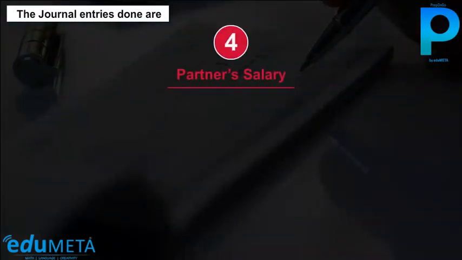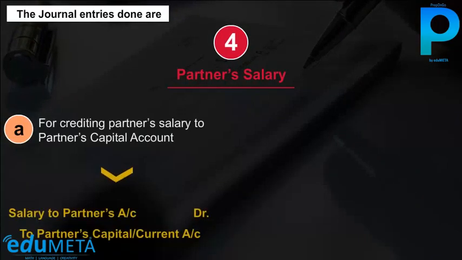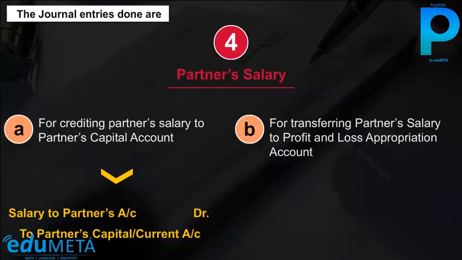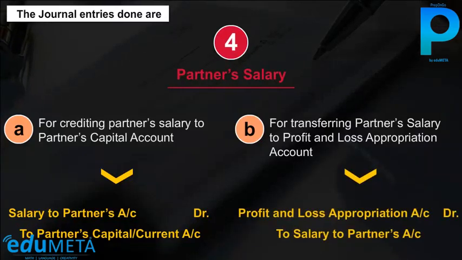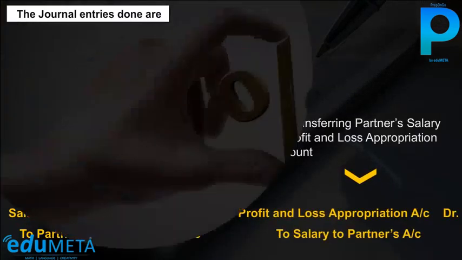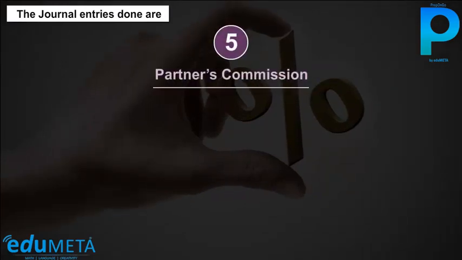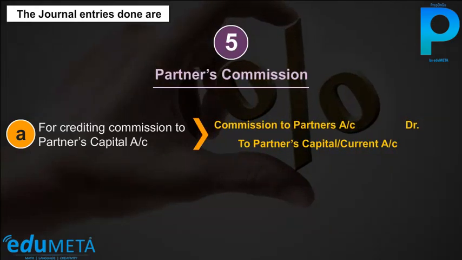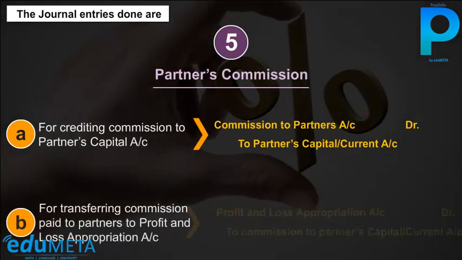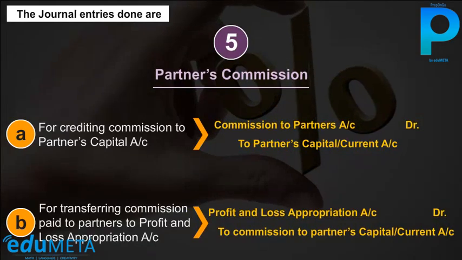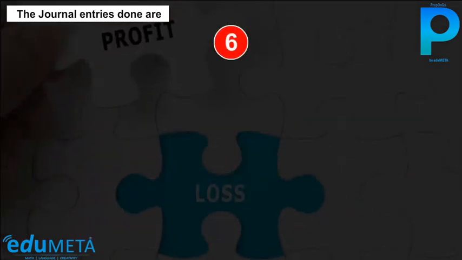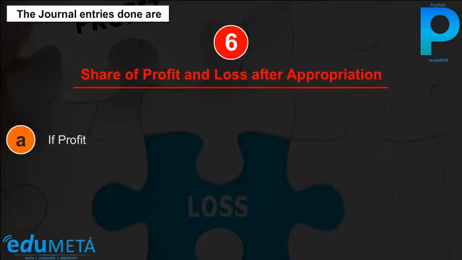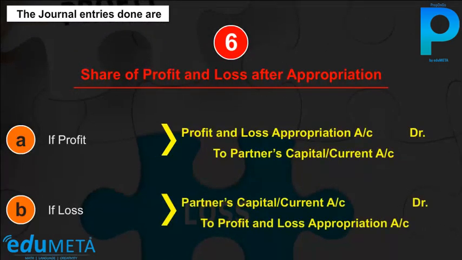4. Partner's salary. A. For crediting partner's salary to partner's capital account. B. For transferring partner's salary to profit and loss appropriation account. 5. Partner's commission. A. For crediting commission to partner's capital account. B. For transferring commission paid to partners to profit and loss appropriation account. 6. Share of profit and loss after appropriation. A. If profit. B. If loss.